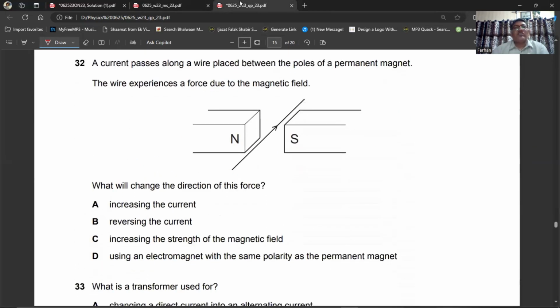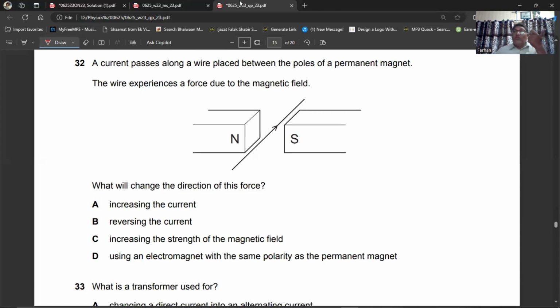Okay, now we are on question number 32. A current passes along a wire placed between the poles of a permanent magnet. The wire experiences a force due to the magnetic field. What will change the direction of this force? It's a current carrying wire placed between two magnets, and obviously it experiences a force. And what will change the direction of this force?